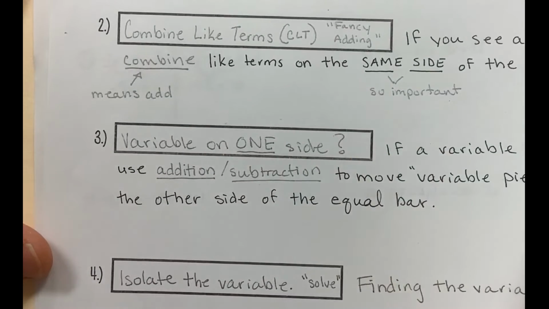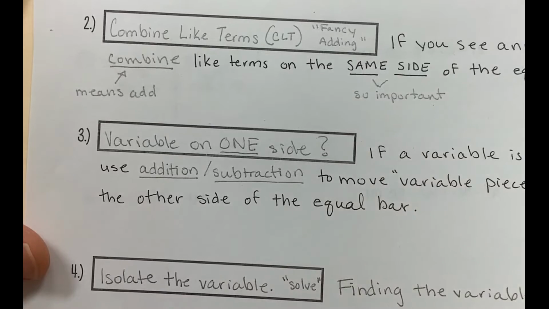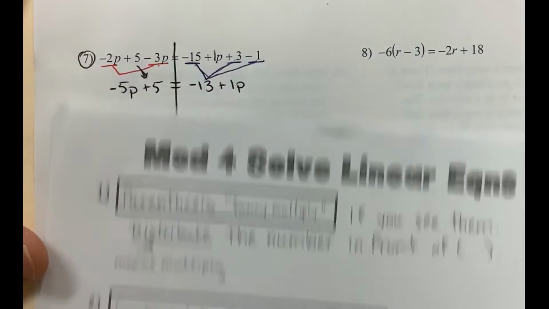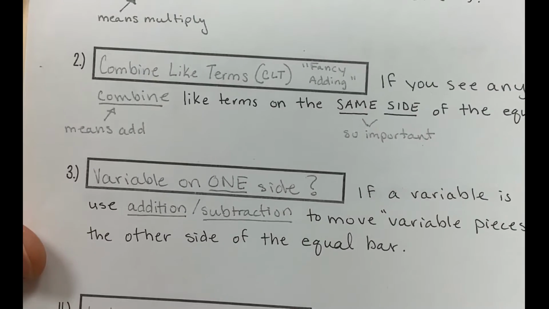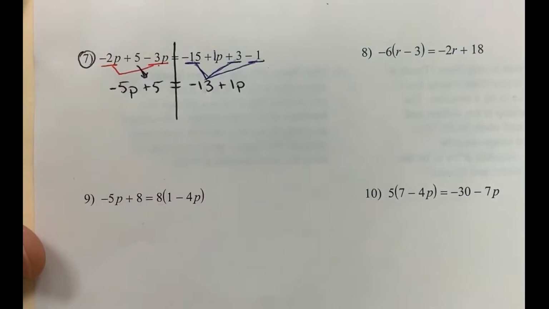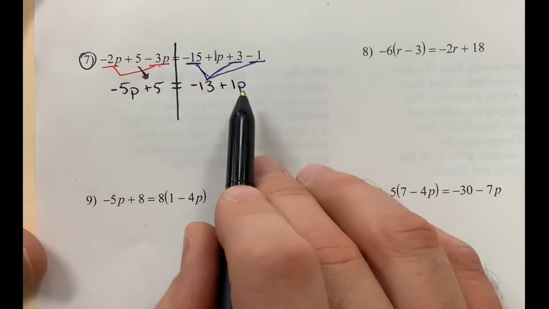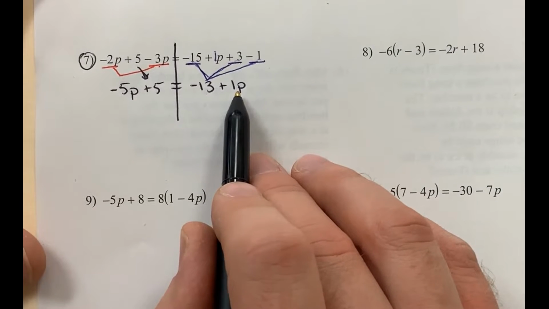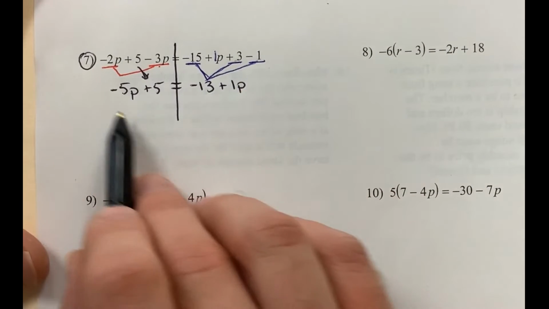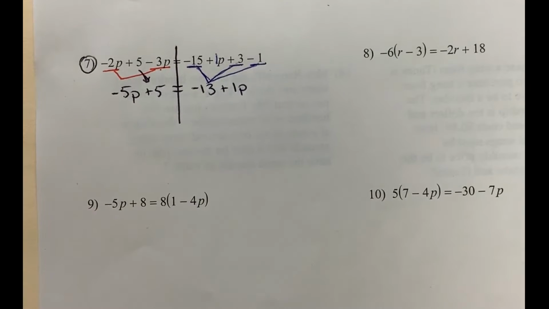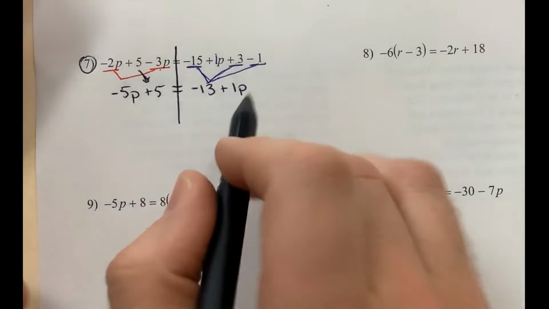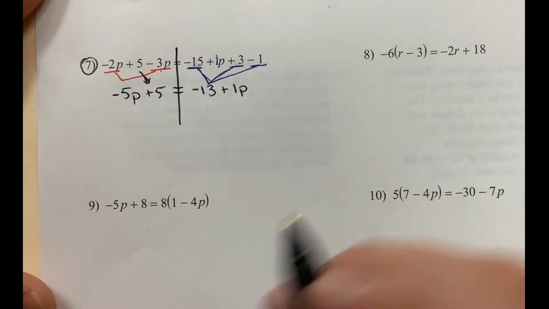If it's on both sides, which we have, we have to get it to one side, and it doesn't matter what side we want to put it on, as long as we use addition, subtraction to move those terms. So when I say that, I mean this. I see a -5p on the left side, a +1p on the right side. It doesn't matter if I move this one here or that one there. As long as you do it correctly, you'll still get the same answer. So I guess I'm just gonna move this 1p to the left. I'll be a little weird today.